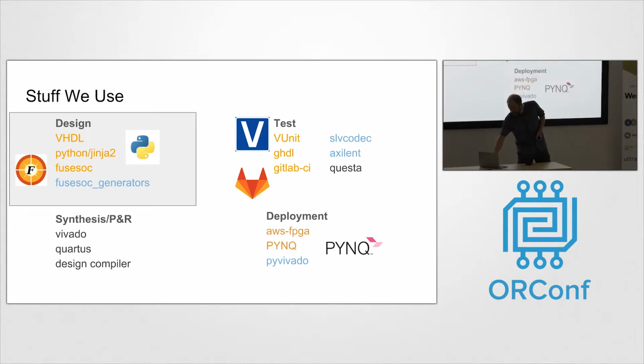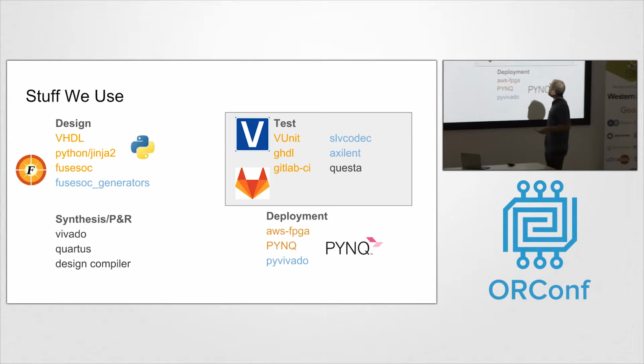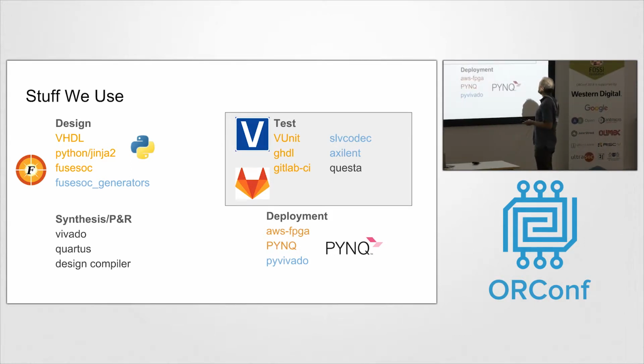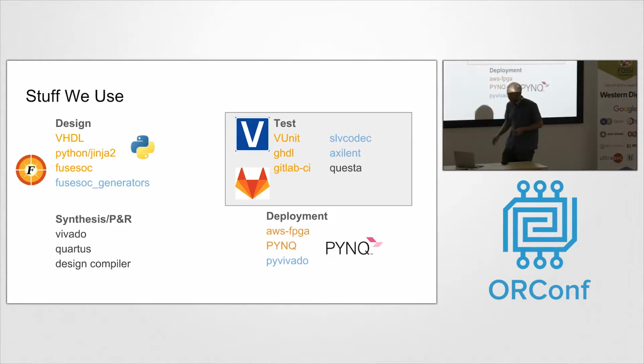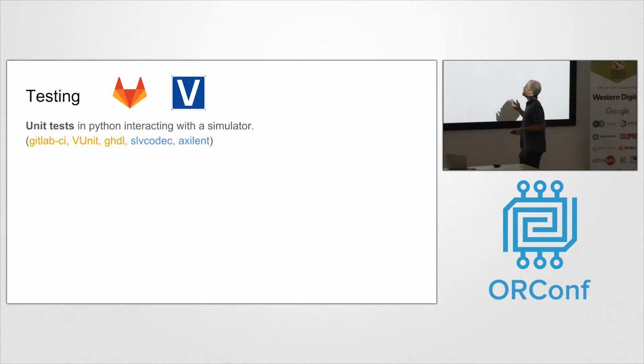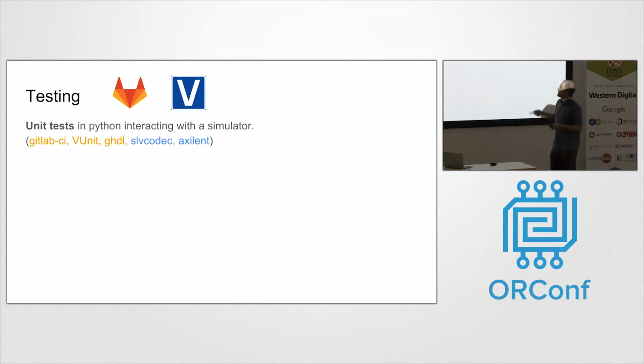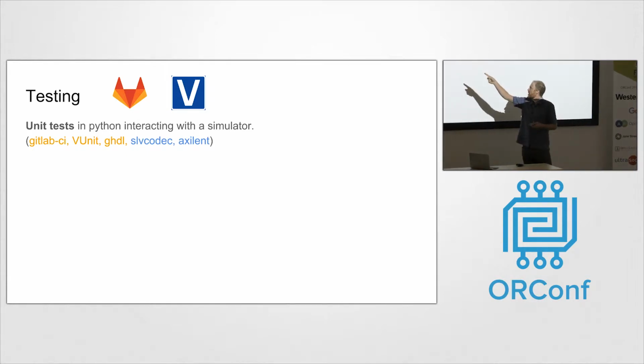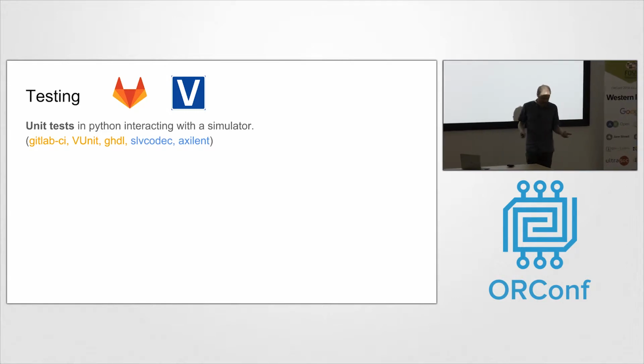On the test side, we're using Python to write the tests, but we're not doing anything quite as clever as CocoTB. So I guess we've got three kinds of tests. First of all, we've got the unit tests. That's basically just Python interacting with a simulator through a file-based test bench. We use GitLab just to run the automated tests. We're using VUnit. VUnit's a really nice framework for gathering up VHDL tests, but it's also written in Python and has Python pre-hooks and post-hooks for each test.